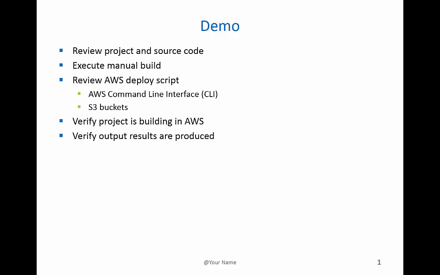In this demo, I will review the project and source code in my IDE. I will execute a manual build. I will review AWS's deploy script that I've constructed. In that script, I use CLI commands to build up an AWS cluster. Also, I will talk about how I used S3 buckets. I'll also verify that the project is building in AWS and verify that output results are indeed produced.